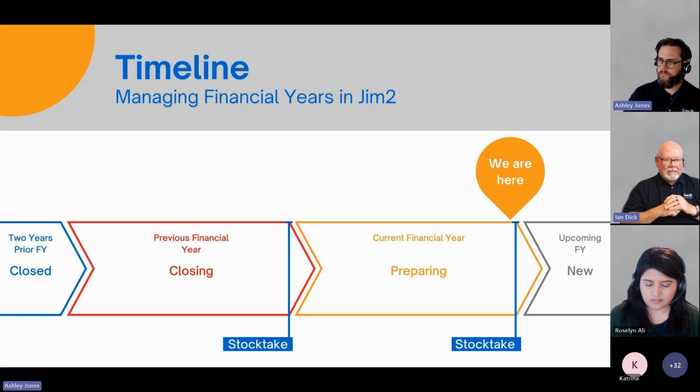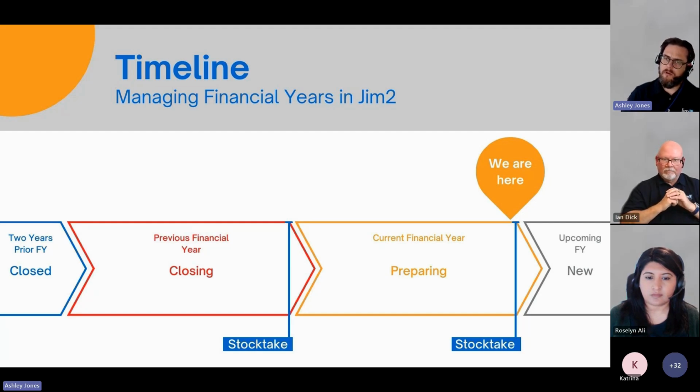But what it does is it opens the date ranges. That means you can use any date on any transaction, including in the future. So we're asking you not to use that. We're asking you to close last financial year.